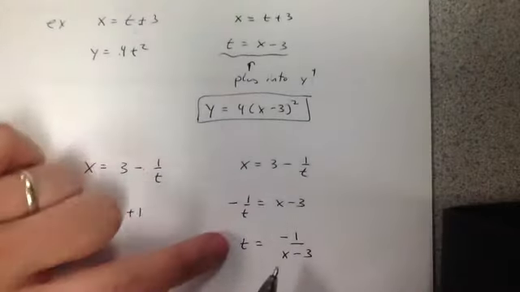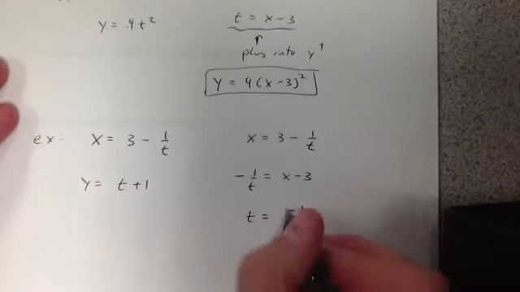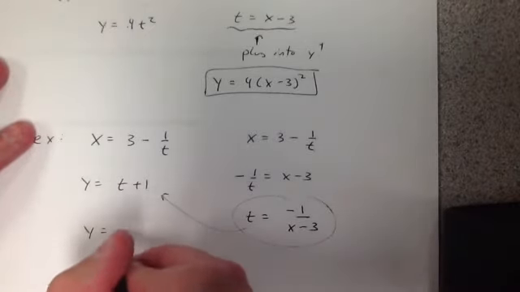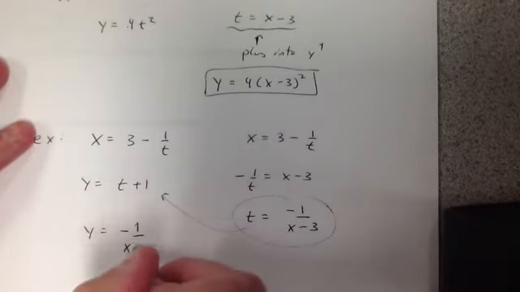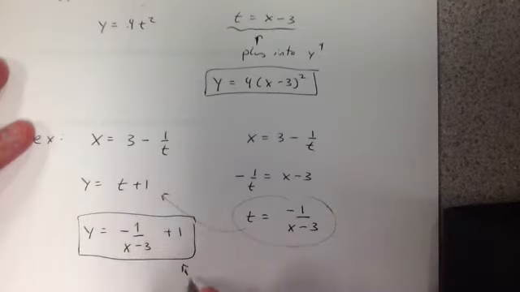Negative, because I just take out the negative. And I'm flipping both sides, and that's what we get. It's our inverse. Now I'm going to take this and just plug it into my y. We get y equals negative 1 over x minus 3, plus 1. And you get a rational graph right there.